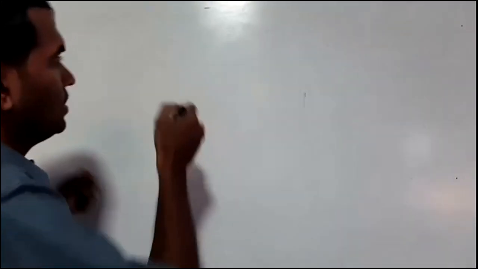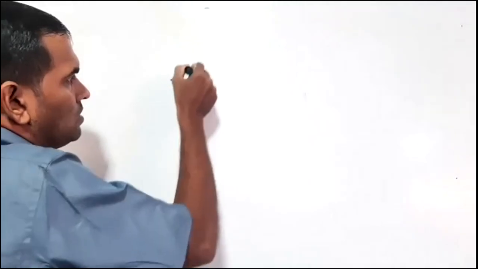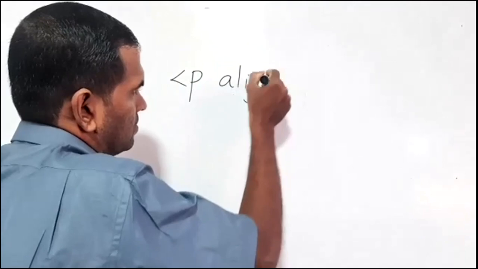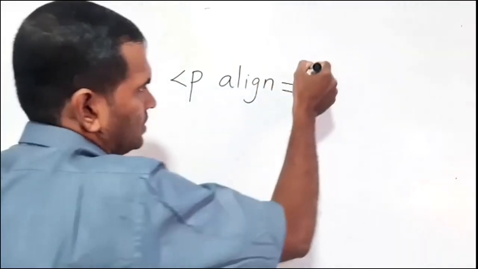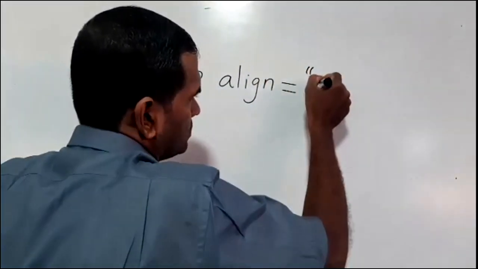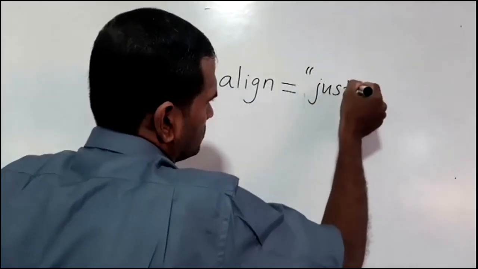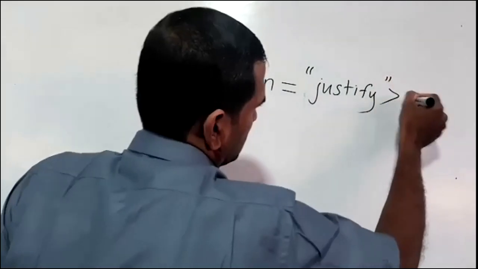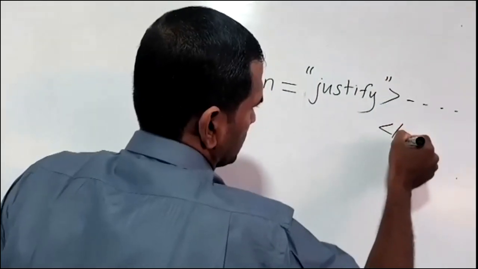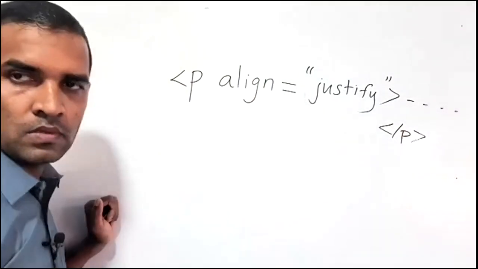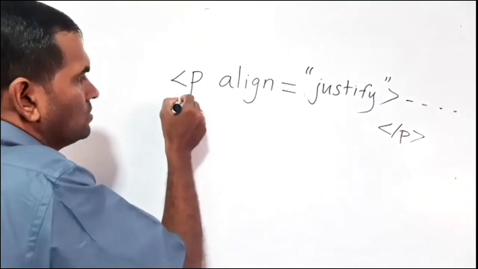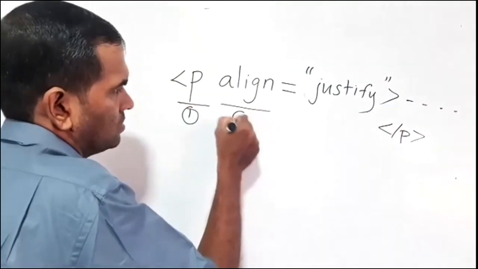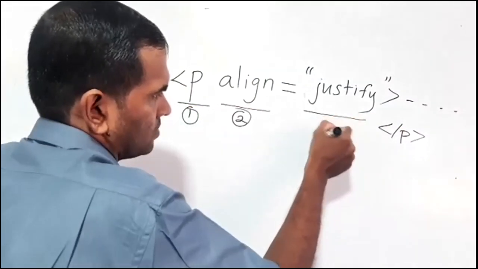Look here. P align equal within double quotes justify. Okay, some paragraphs there and we close the paragraph. Okay, so assume this is number 1, this is number 2, this is number 3.